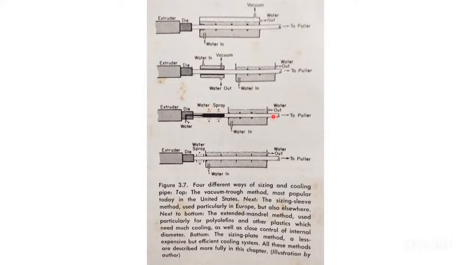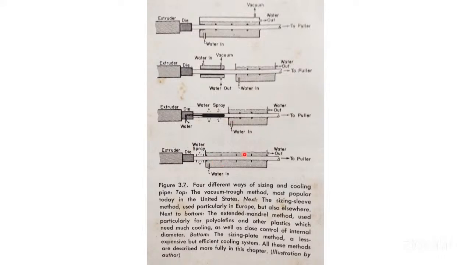Afterwards, if you see here, this tank is exposed to the outside atmospheric pressure. And again, it has a cooling trap, which will give further cooling to the pipe. Again, it goes to the puller.